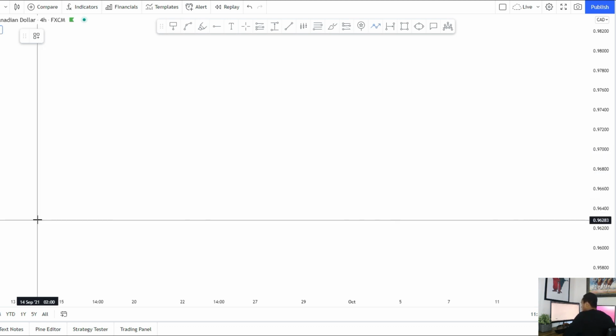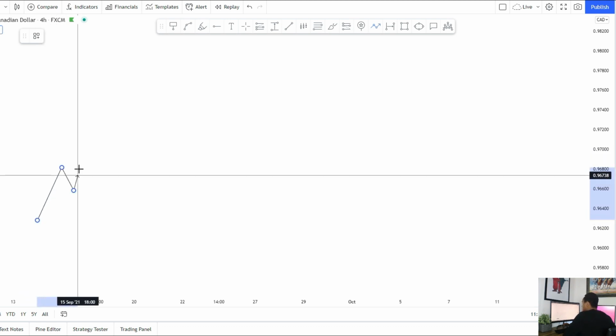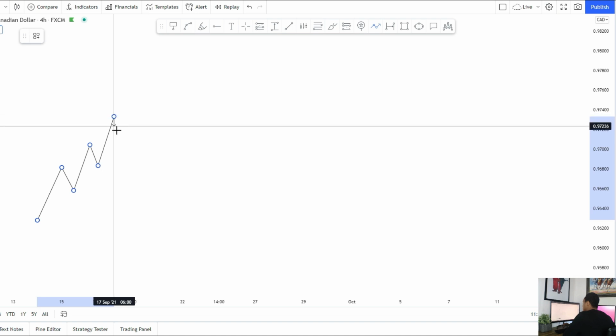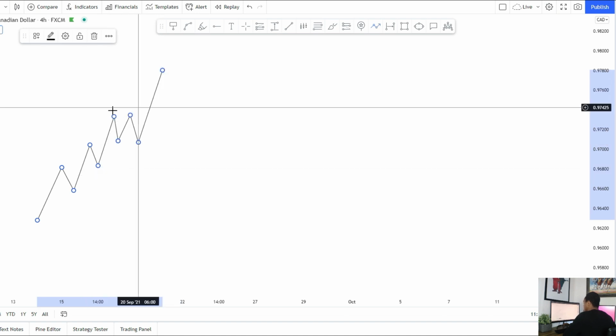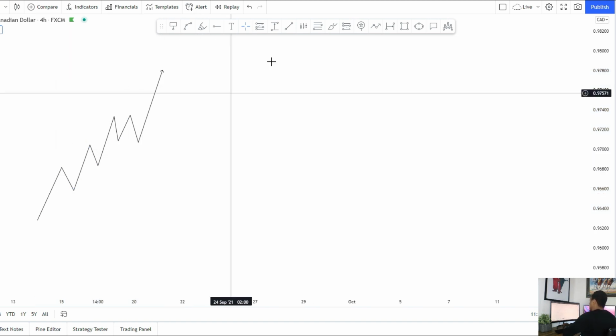So this is a continuation of a bullish trend. Say the market's moving to the upside, and then we start to see a bit of a range forming, and then we get a continuation. Obviously that's why it's called continuation, because we're continuing that bullish trend.